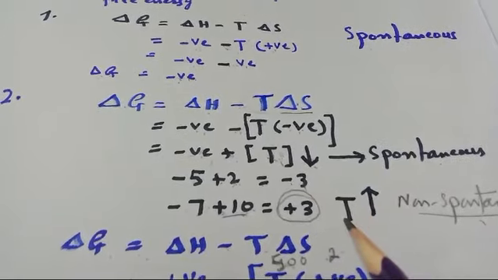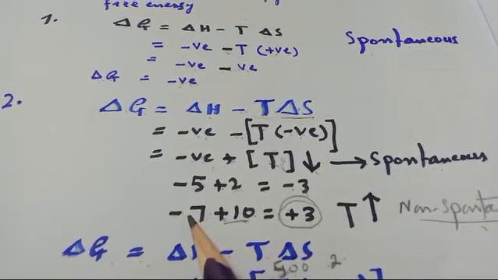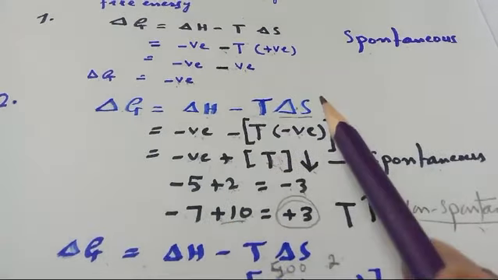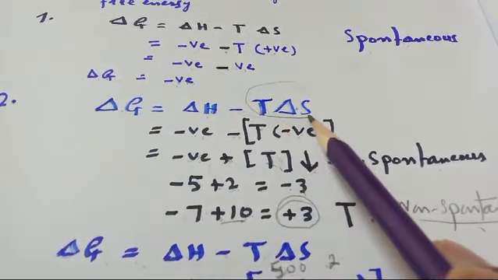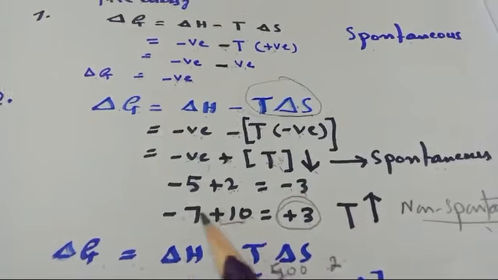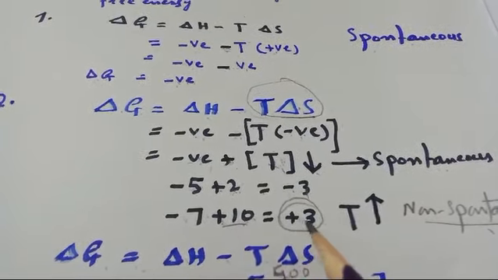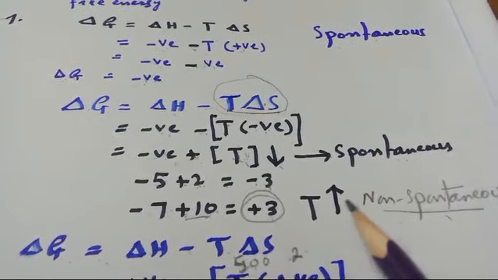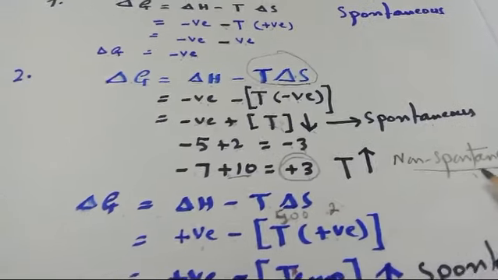If suppose the temperature is increased, for example, if we have delta H minus 7 and this T delta S value is increased, for example plus 10, so minus 7 plus 10, the answer will be plus 3. This is a positive value, so the reaction will be non-spontaneous.